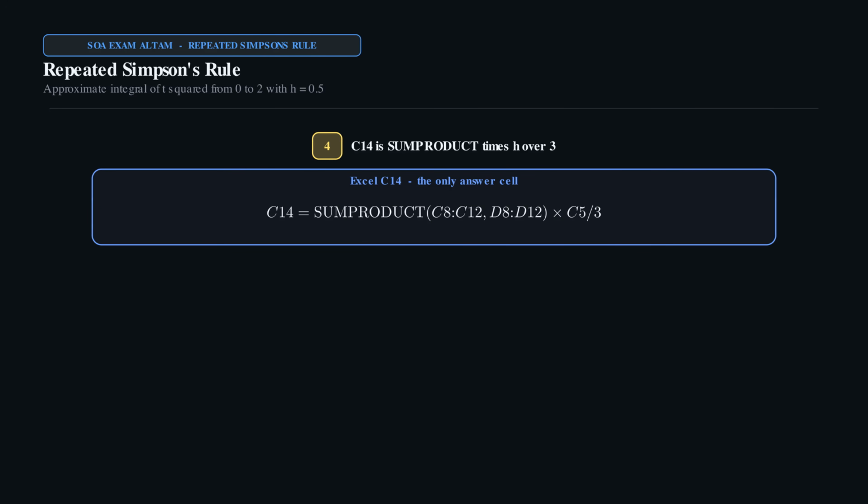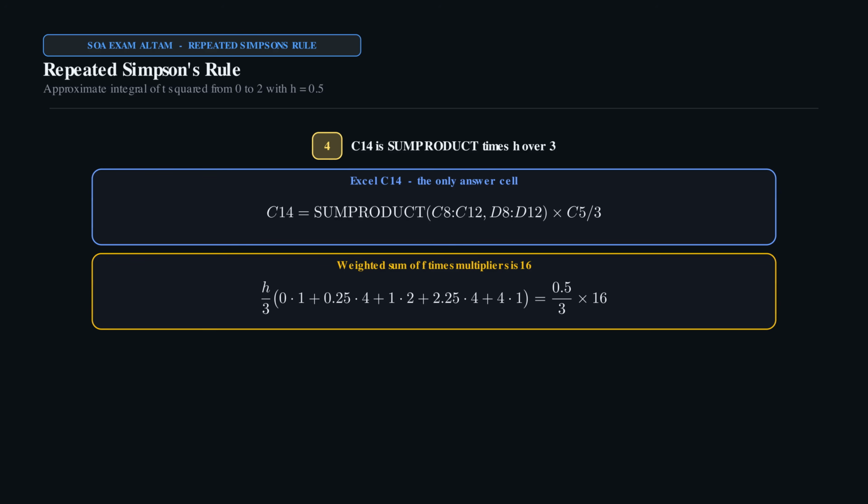The answer cell C14 is the sum product of the F values and the multipliers, times h over 3. That is the composite Simpson 1/3 rule. 0 times 1 plus 1/4 times 4 plus 1 times 2 plus 2 and 1/4 times 4 plus 4 times 1. That weighted sum is 16. Then 16 times 1/2 over 3 is 8/3.